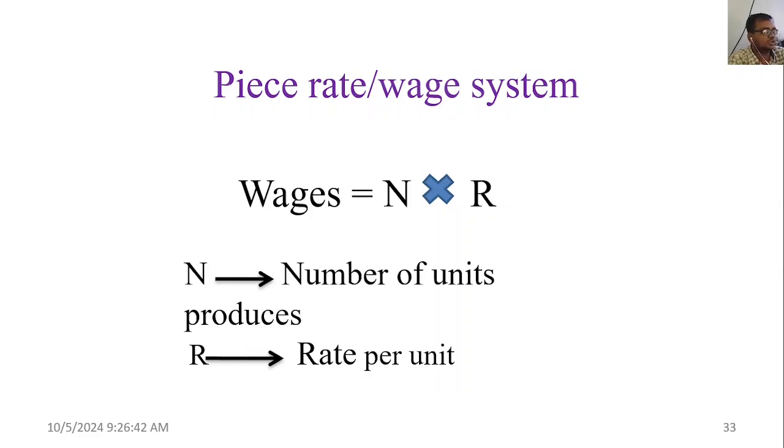Even though he works for 8 hours, if he is not meeting the required 100, if he is able to produce only 80, then he will be paid only for those 80 components which have been produced.